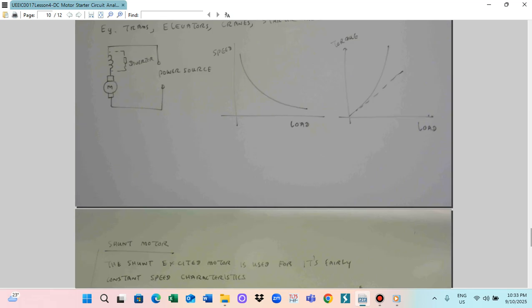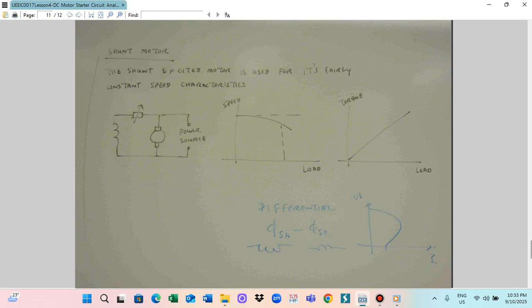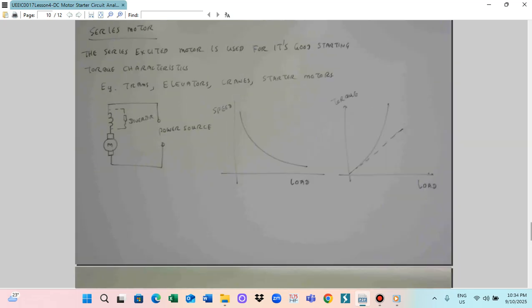And the shunt excited motor has a fairly constant speed characteristic. Although you increase the load, the speed is really constant. So the load and torque characteristic is a straight line for the shunt motor, while for the series motor there will be a curved characteristic.